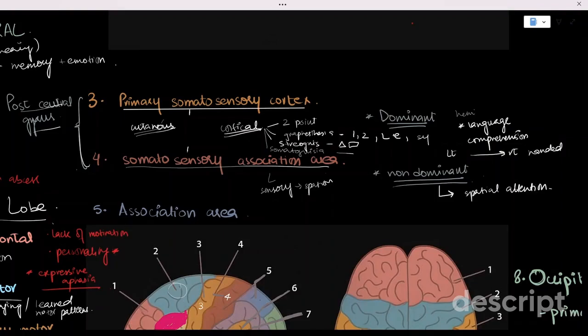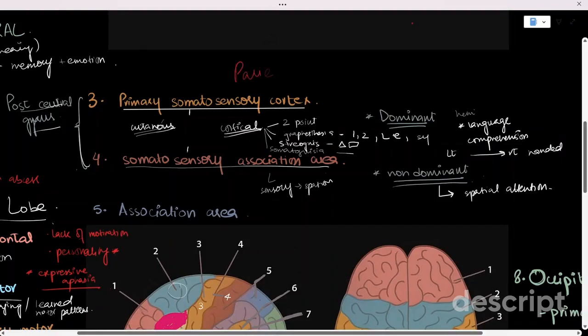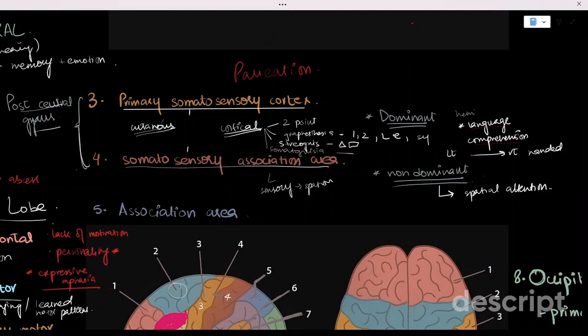To summarize, the parietal lobe is involved in cutaneous and cortical sensation and spatial perception. The dominant side is involved in language and comprehension. The non-dominant side is involved in spatial attention. Now, when there is a lesion of the parietal lobe, it will obviously result in contralateral sensory loss. There will be a syndrome called neglect syndrome, which means there will be a failure to perceive or attend to stimuli on one side of the body, and it often occurs in a non-dominant hemisphere lesion.